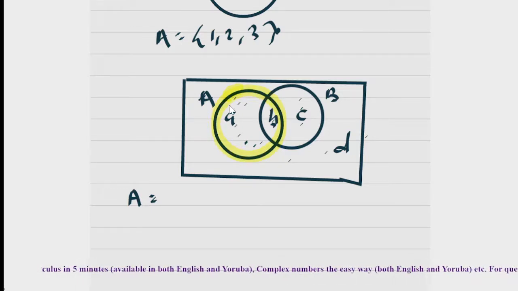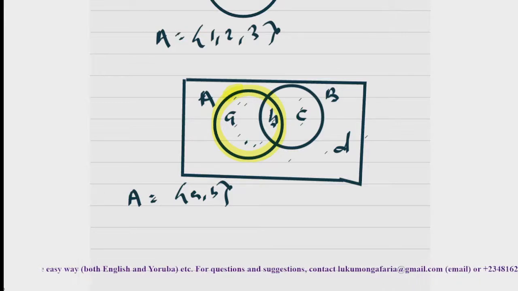It means the elements of this set A will be nothing but what? A, B. You understand now? So that is all the region covering A. So, like I drew here the other time, this is A. I hope you understand.